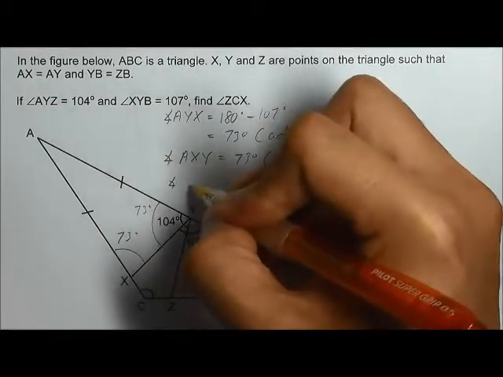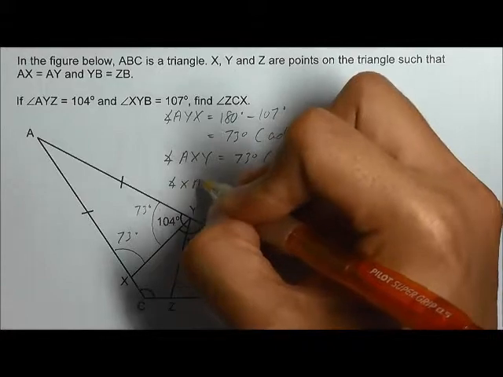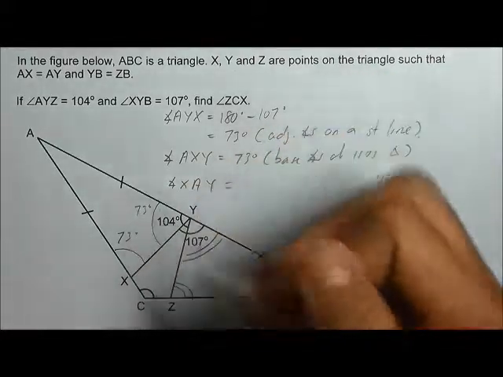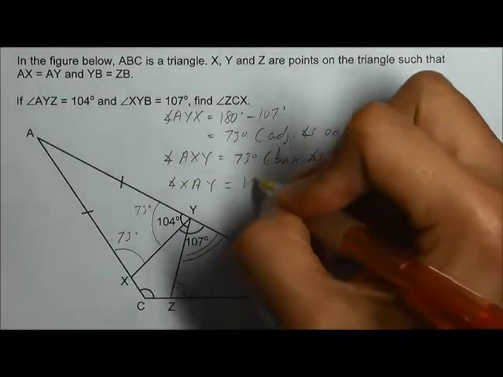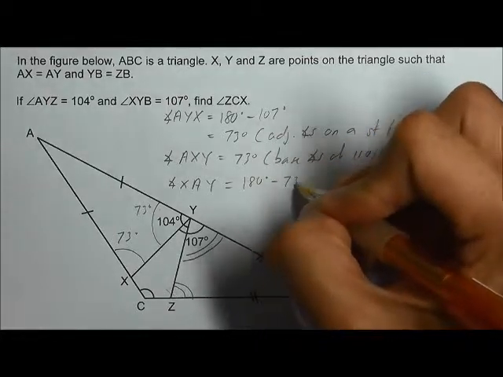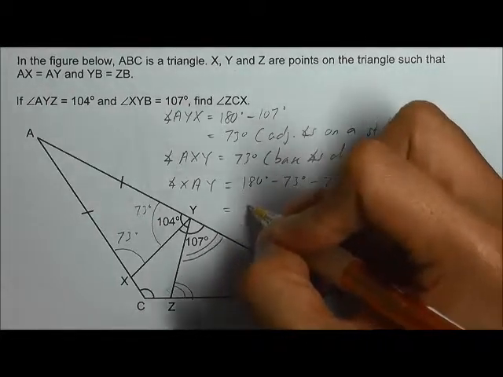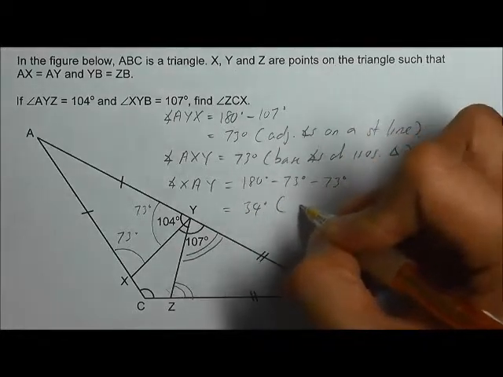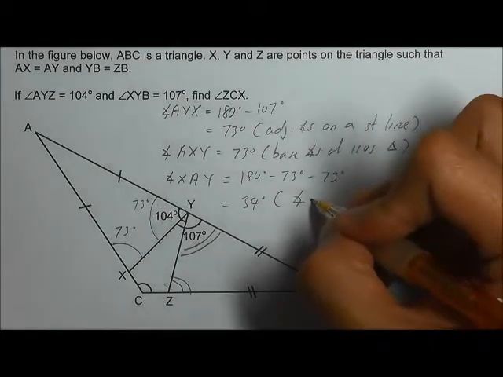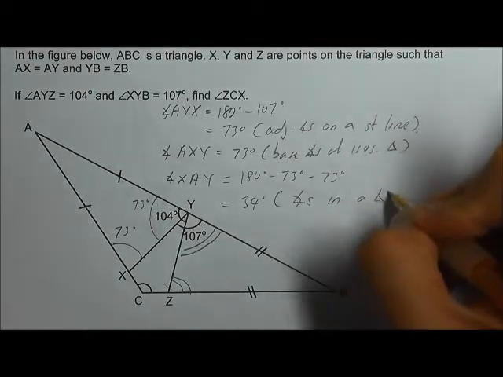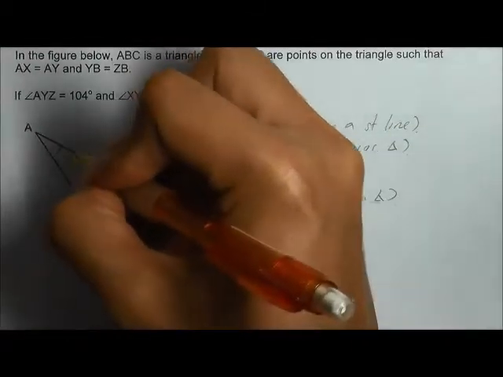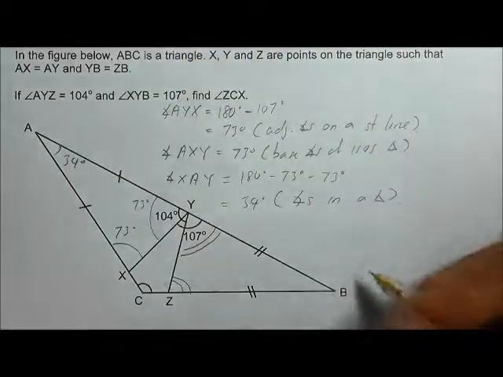And we can find out what angle XAY is. That will be 180 degrees minus 73 minus 73. We will have 34 degrees due to angles in a triangle. So this is 34 degrees.